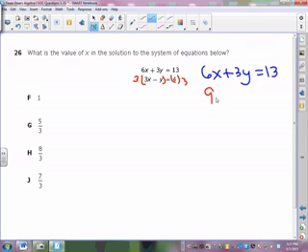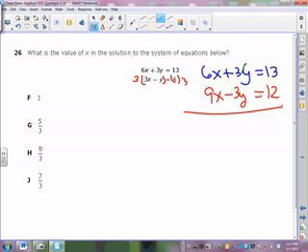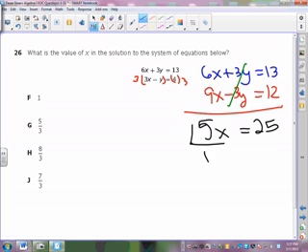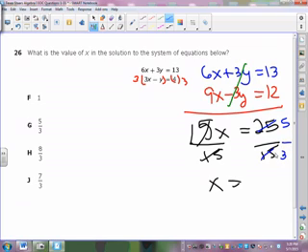Three times 3x is 9x. 3 times -y is -3y, equal to 12. These cancel. And 6 plus 9 is 15x, and that's equal to 25. Divide both sides by 15. That can be reduced. 5 goes into 25 5 times. 5 goes into 15 3 times. So the answer is 5/3, which is G.